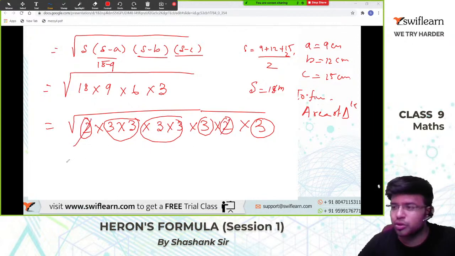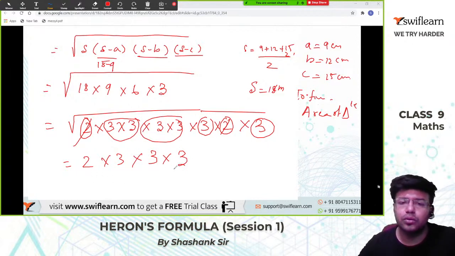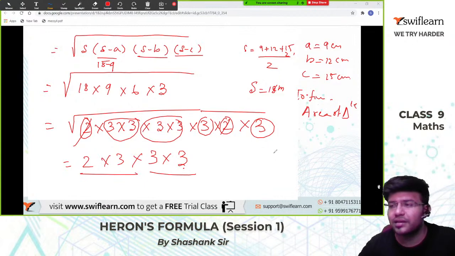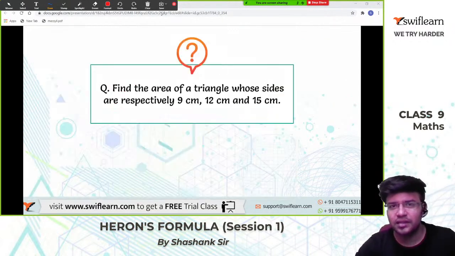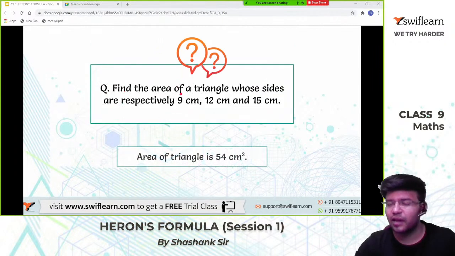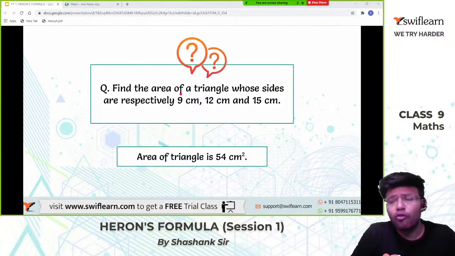So this 2 I have taken outside, because square root of 2 into 2 is 2. Square root of 3 into 3 is 3. Again 3 and this 3. So 3 3 is 9, 3 2 is 6 and 3 3 is 9. 9 into 6 is 54. So 54 square centimeter is the answer. And we have solved it right. This is how we solve a problem using Heron's formula.